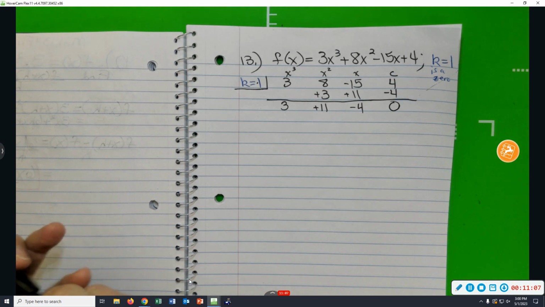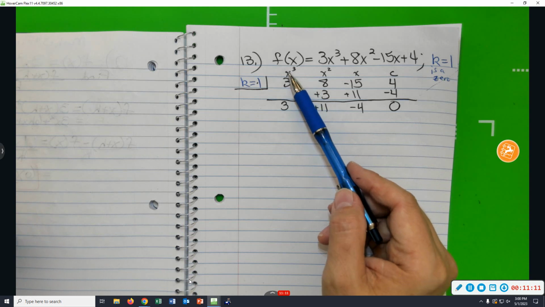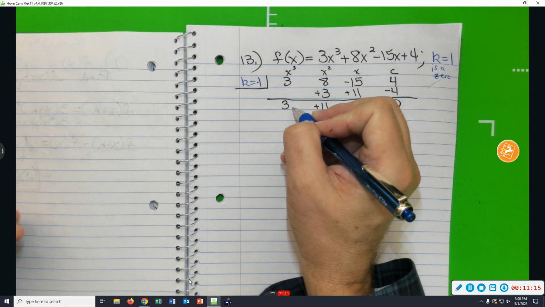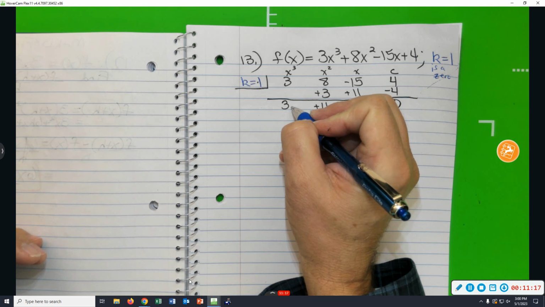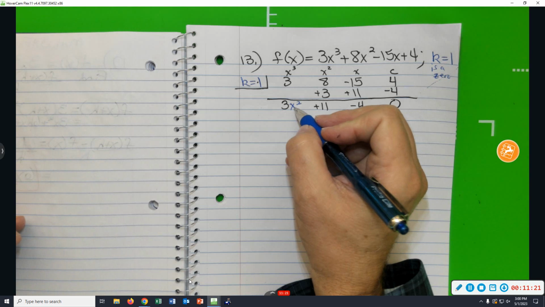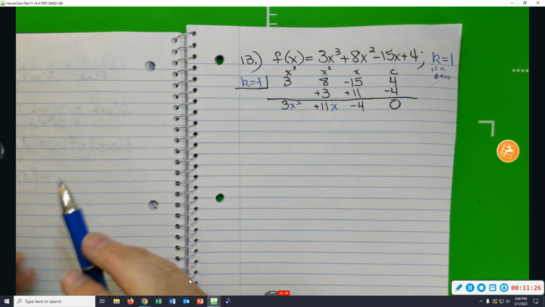You started off with an x cubed. You divided it by a factor of x. So what's the largest exponent going to be in this quotient? X squared. It decreases by power 1. So we have a 3x squared plus 11x minus 4.